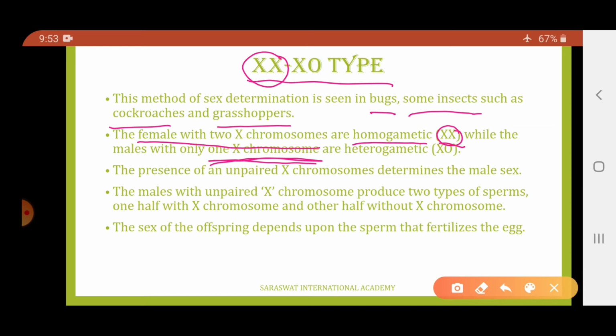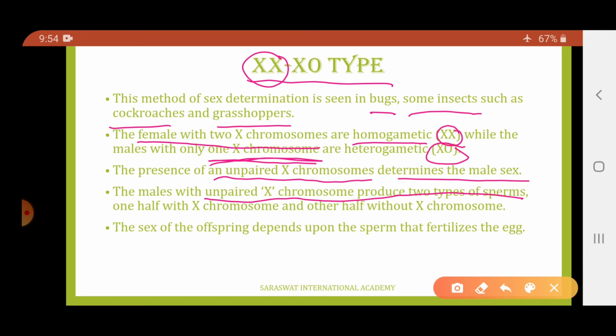What is their genetic composition? X0, right? Now the presence of an unpaired X chromosome determines the male sex. So if there is an unpaired sex chromosome, what would it determine? That the individual is a male. The males with the unpaired X chromosome produce two types of sperms. Now see students, the males are heterogametic, that is, their genetic composition is X0.